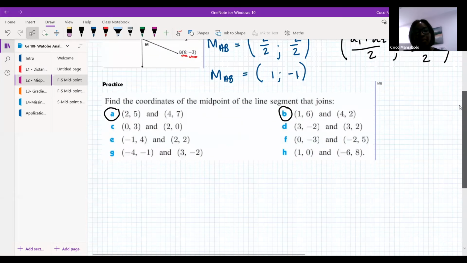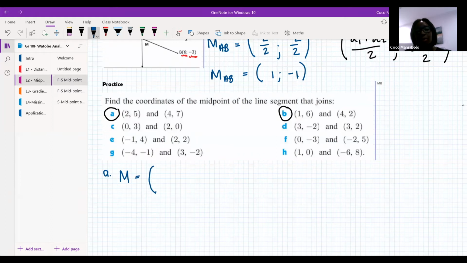Okay. All right, guys, let's look at A. I'm going to do a bit of corrections here. So remember, we're looking for the midpoint. That's going to be our X value, which is 2, plus our other X value, 4. So we'll have 2 plus 4 divided by 2. And our Y value is 5 plus 7, 5 plus 7 divided by 2.